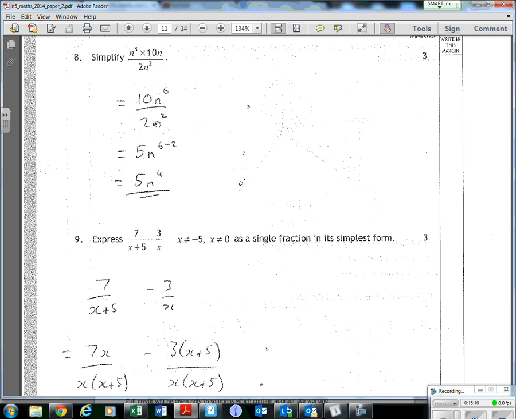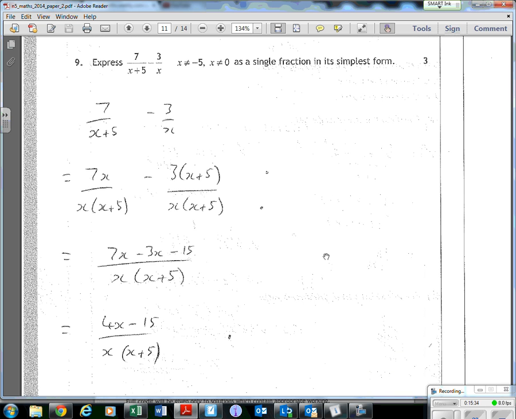On the bottom, we've got 2n squared. So once we've got this here, if we're dividing powers, we can subtract them. So that would be n to the 6 minus 2. And normal numbers, if you like, 10 divided by 2 is 5. So we end up with 5n to the power 4.